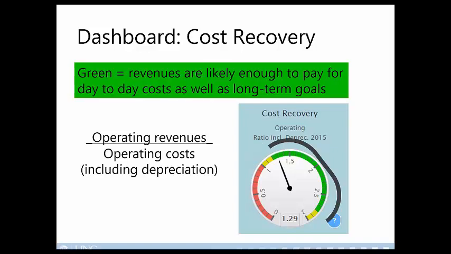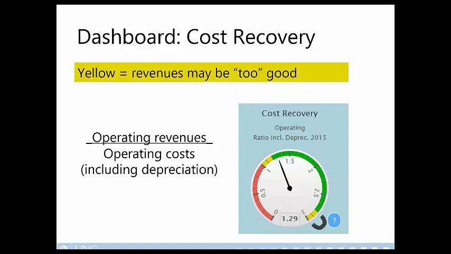This green section, which is the largest section of the dial, is a good place to be. It means you probably have enough to not only pay for your day-to-day costs, but also save for your long-term goals and any infrastructure upgrades that you may need to do for future projects or expansion.